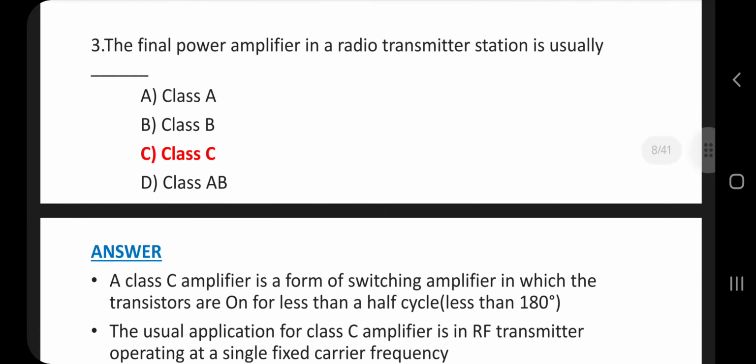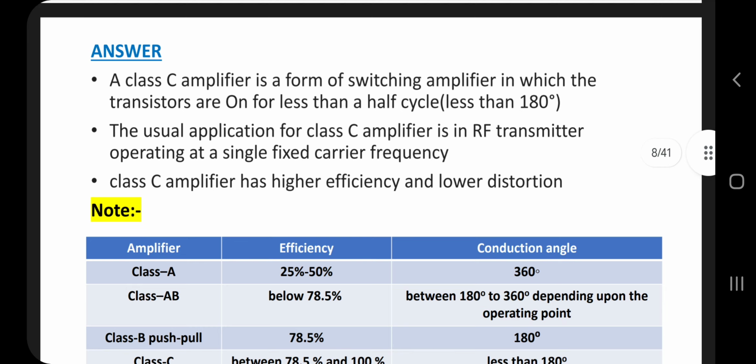Question number 3. The final power amplifier in a radio transmitter station is usually, answer is option C, Class C amplifier. The Class C amplifier is a form of switching amplifier in which the transistors are on for less than a half cycle, that is less than 180 degree. The usual application for Class C amplifier is an RF transmitter operating at a single fixed carrier frequency. Class C amplifier has higher efficiency and lower distortion.